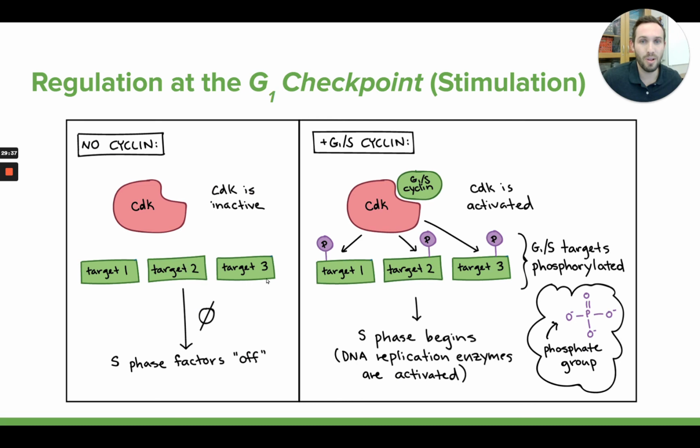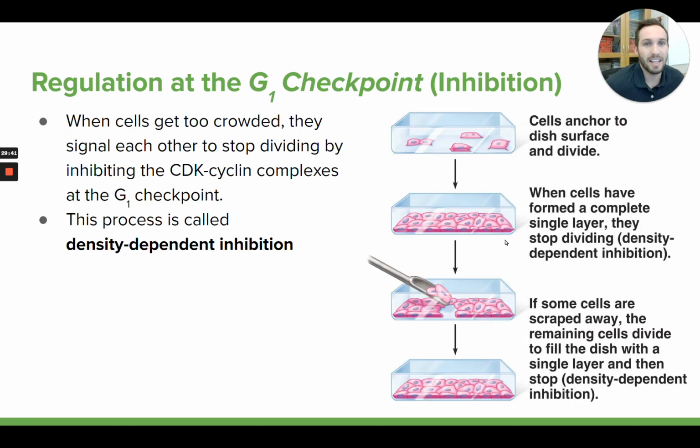Here's an example of how it might be inhibited. Like I said, if it's too crowded, cells will stop dividing. There are certain types of cells that, when there's not a lot of cells next to them, will be actively dividing. But once it becomes crowded, they stop dividing.